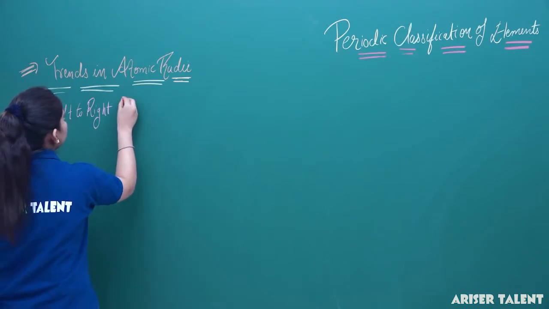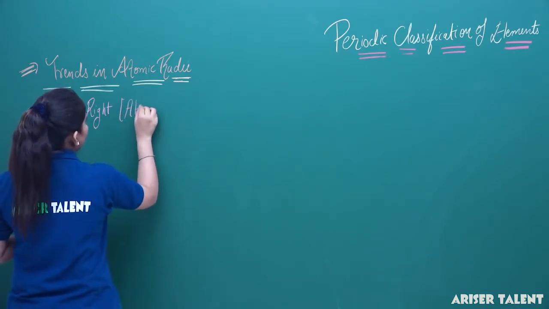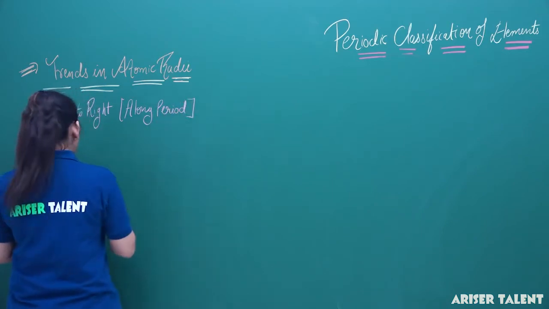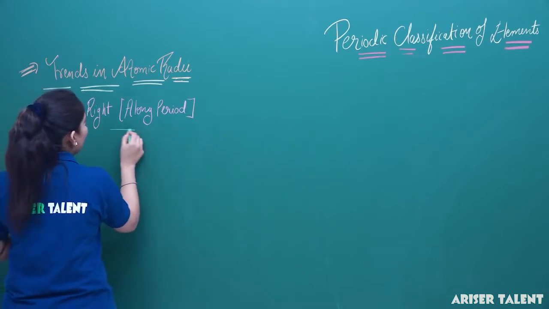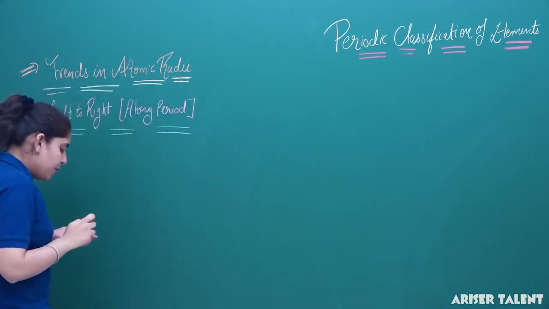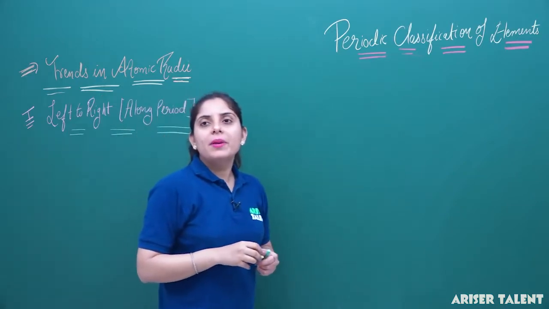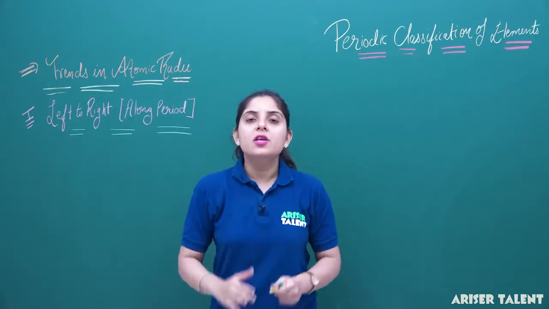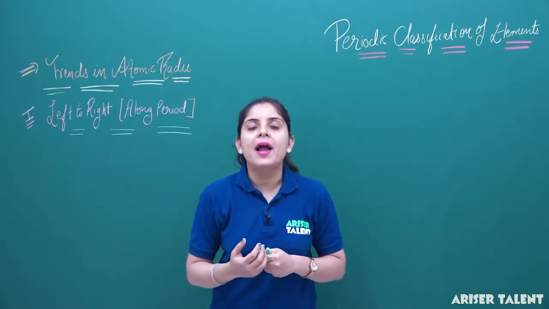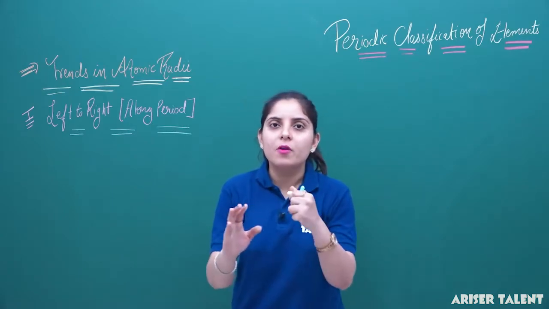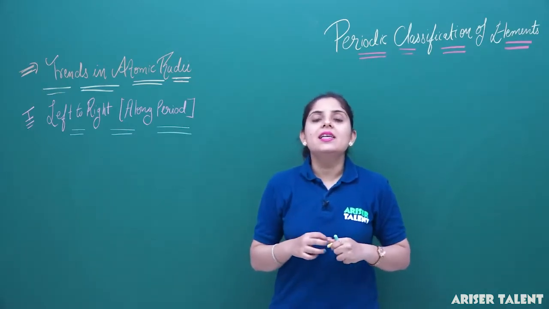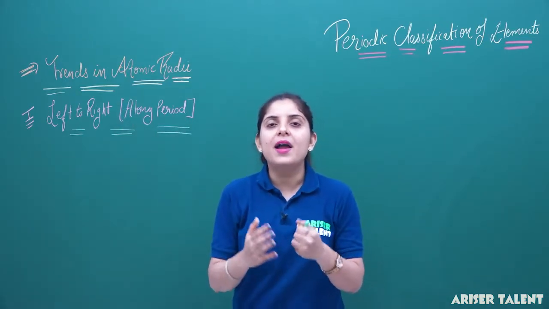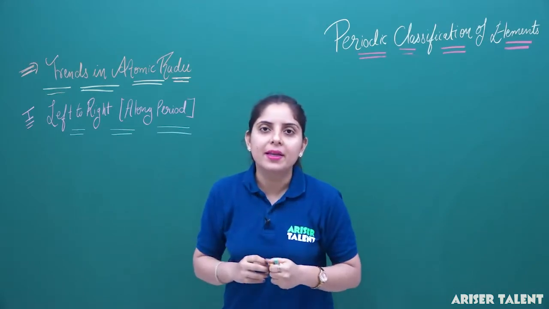Left to right means we are moving along a period. So what will happen if we are going to move along the period? If we are moving along the period, the atomic size gradually decreases. Why is atomic size gradually decreasing? Because no new shells are added to the atom. It means no shells have been added, and the increase in the effective nuclear charge tries to attract the electrons towards itself, and the size of the atom will automatically be reduced.